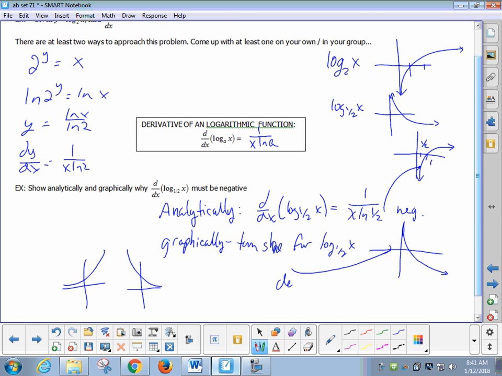Derivative is negative because slopes at any point are negative, yeah? Okay.